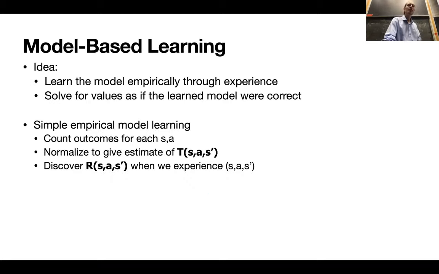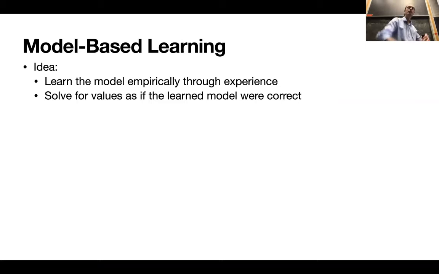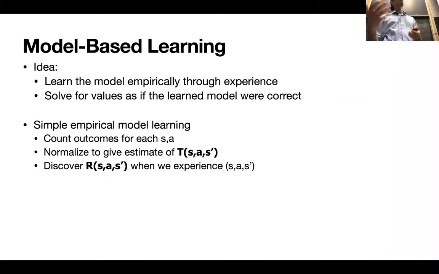The idea is to do what's called model-based learning: basically learn a model empirically, through experience, of T and R, and solve for the values as if the model were correct. We can do a simple counting approach where we count the outcomes of each state and action, and we normalize them to give an estimate of T(s, a, s') of the transition probability. And we discover R, the rewards, as we experience the new state s prime.